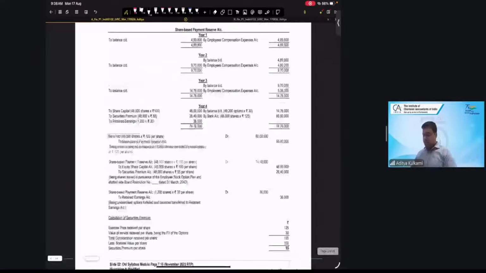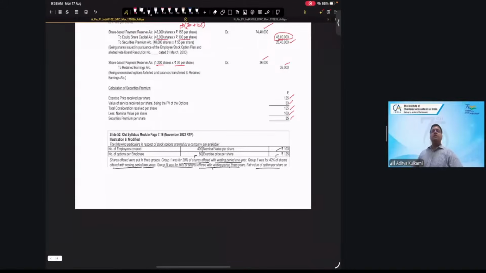So graded vesting, the whole advantage of graded vesting is that an employee gets at least some portion of ESOPs within the vesting period. He need not wait for the entire vesting period to come into play. So that is the advantage.